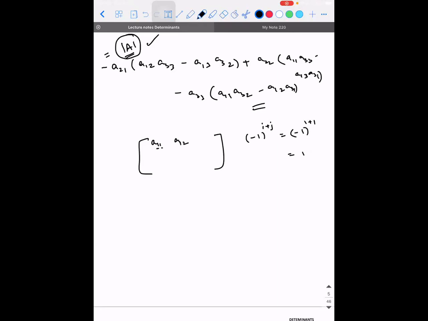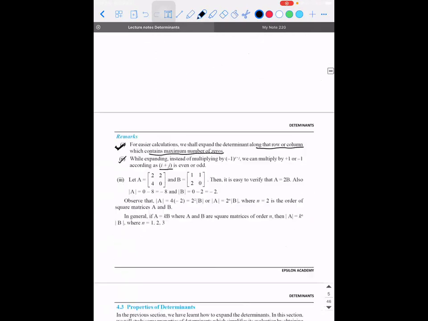Similarly, here it is a12. So it will be minus 1 power 1 plus 2, minus 1 power 3, which will be minus 1. That is why we have a minus sign here. Okay.